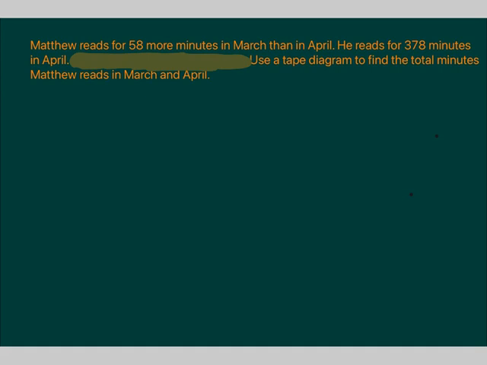First, let us see what information is given in the question. So Matthew is reading for 378 minutes in the month of April. But in March, he is reading 58 more minutes than the minutes that he read in April. Okay?